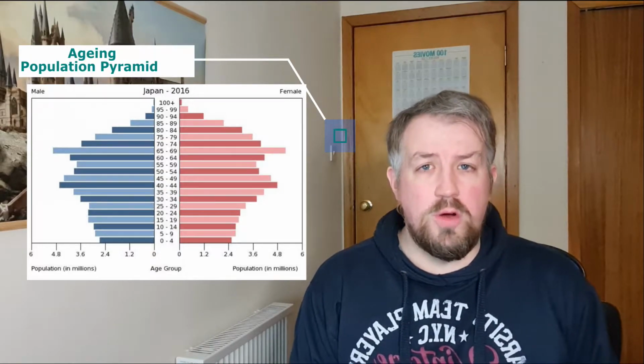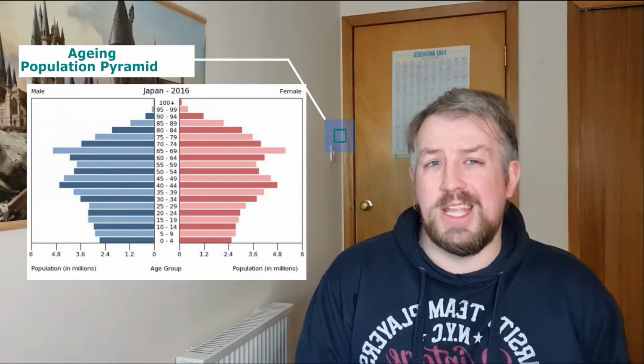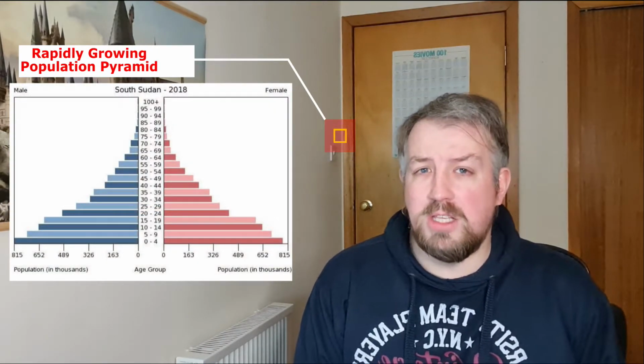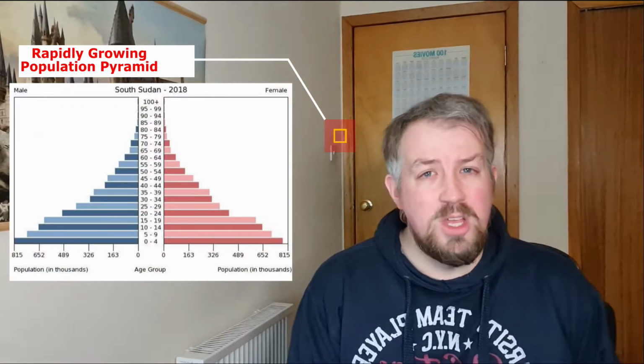So for the likes of a developed country that has an ageing or declining population, you may want to look at Japan, that's a real famous one. And for a rapidly growing country, South Sudan, which was one of the fastest growing countries in 2019, so maybe use them as one of your case studies. What are the impacts of a rapidly growing country, and what challenges are they going to face in the future?